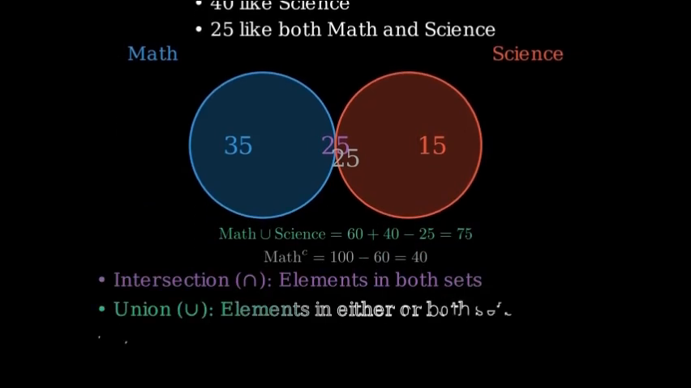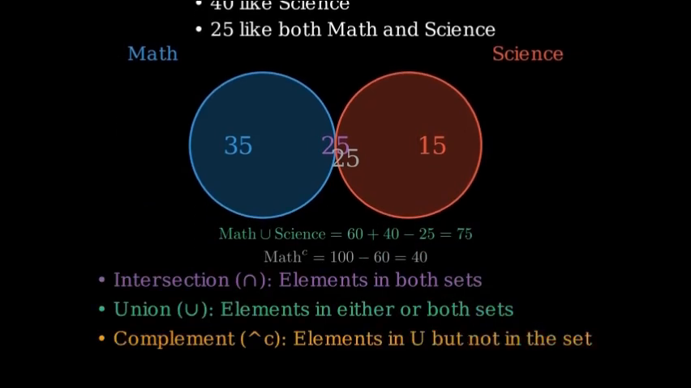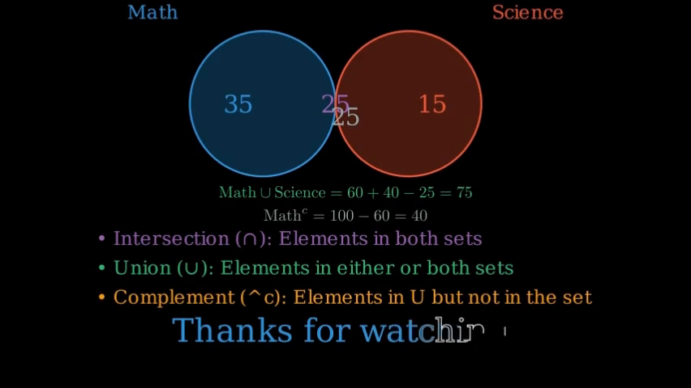The intersection of two sets contains elements that belong to both sets. The union contains elements that belong to either or both sets. And the complement of a set contains all elements in the universal set that are not in the given set. Understanding set relations is crucial for many areas of mathematics, computer science, and data analysis.